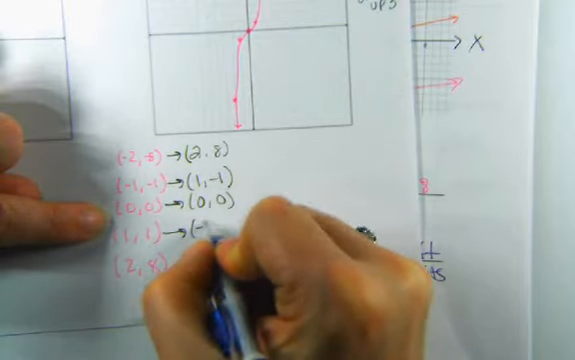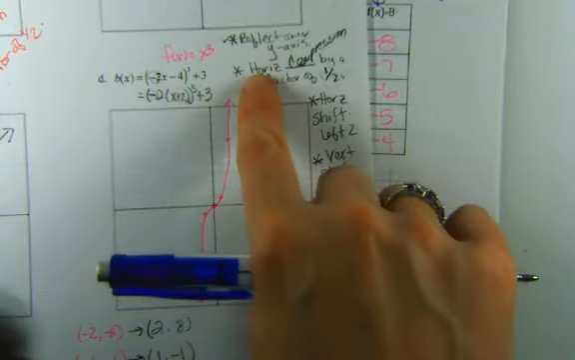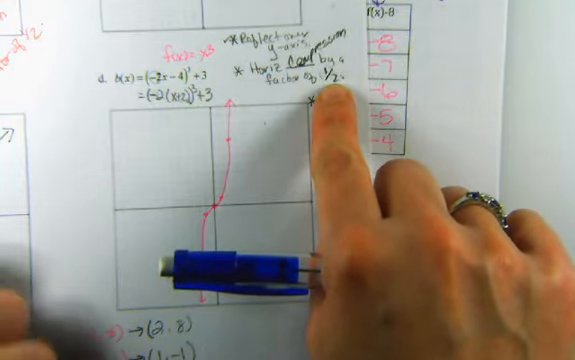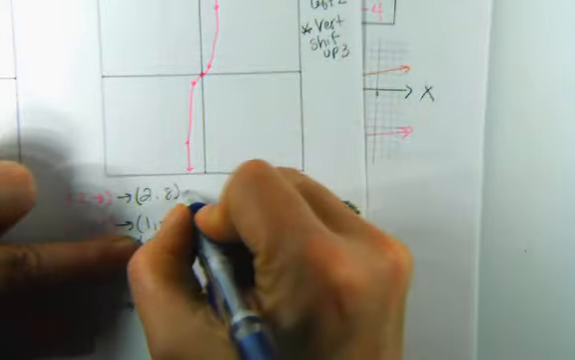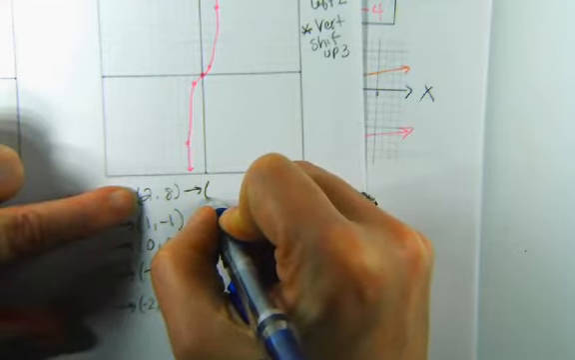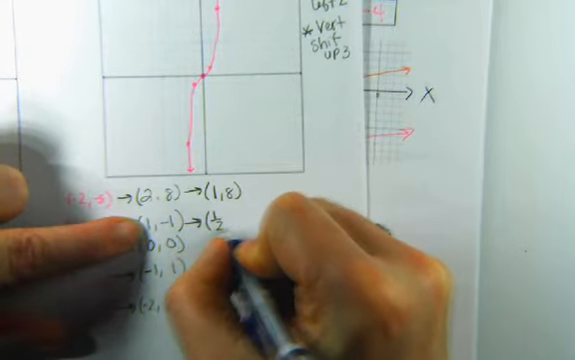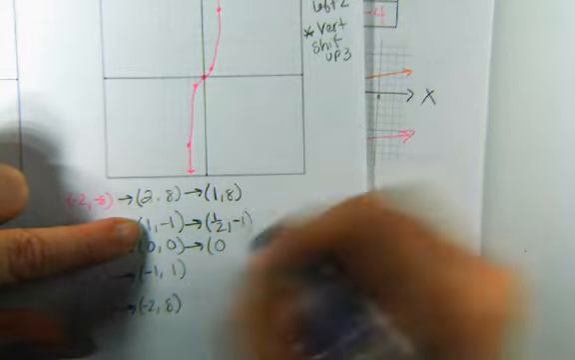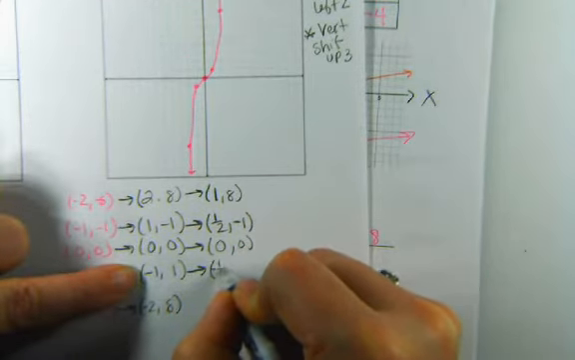I'm going on to the next one, which is horizontal compression by a factor of 1/2, which means take all of my now new x values after the reflection and multiply them by 1/2. So 2 times 1/2 is 2 divided by 2, or 1. Leave the y value alone. 1 times 1/2, or 1 divided by 2, is 1/2, comma negative 1. Okay, 0, 0. I've got to multiply it by 1/2, it just stays 0, 0. Negative 1 times 1/2 is negative 1/2. Leave the y value alone. Negative 2 times 1/2, negative 1, leave the y value alone. And now I've done all my horizontal compression.